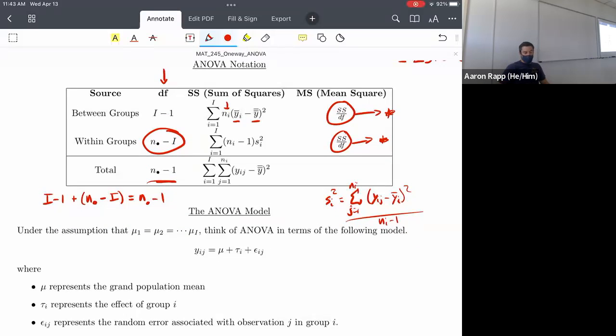So we're going to get an example of doing this. Looks like not today, it'll be Monday. These were all the calculations that you're going to need for your analysis of variance.